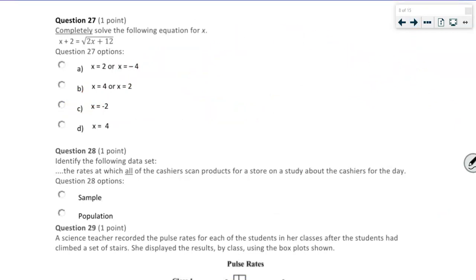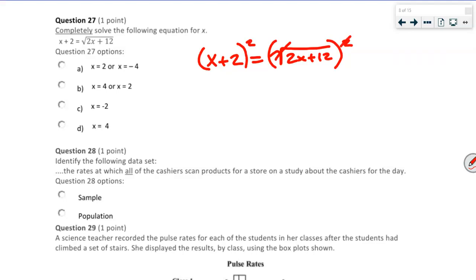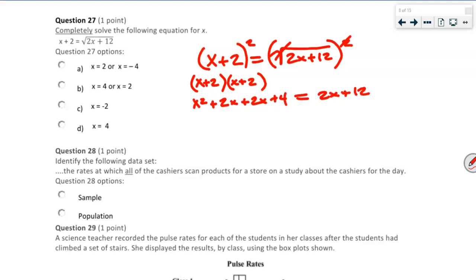Number 27 says, completely solve the following equation for x. So this one we're going to say x plus 2 equals the square root of 2x plus 12. We're going to square both sides because we have to get rid of that square root, right? So when we do that, this cancels that. If you don't remember how to do this, use the box method or FOIL. So this is going to end up being x squared plus 2x plus 2x plus 4, and that's going to be equal to 2x plus 12, okay?